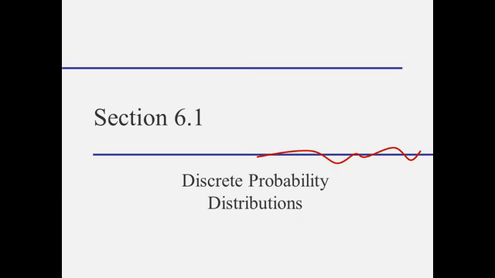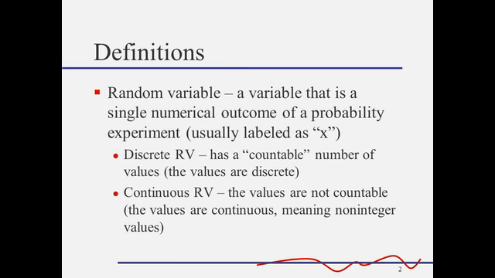In this video, we'll discuss the definitions related to probability distributions, and specifically, probability distributions for variables that are discrete. A random variable is a variable that is a single numerical outcome from a probability experiment. It must be a number.